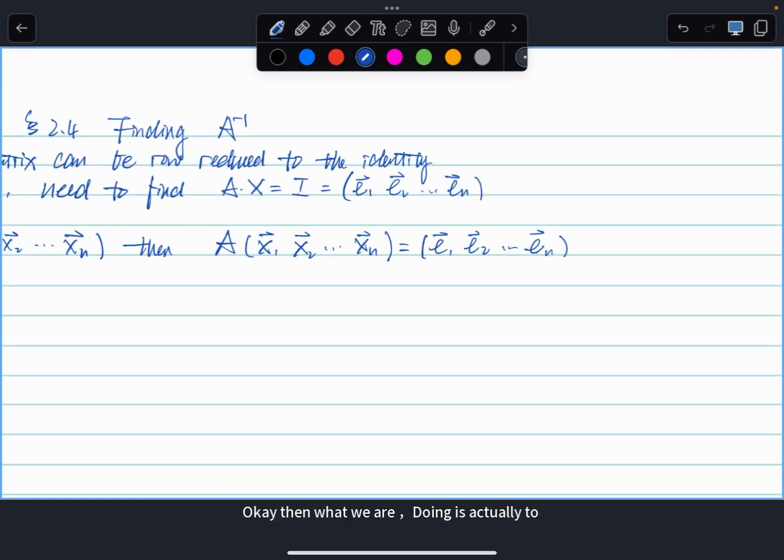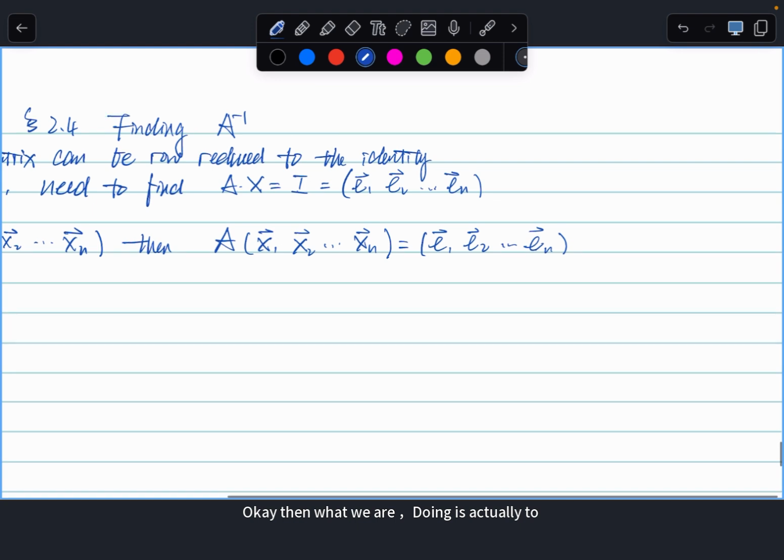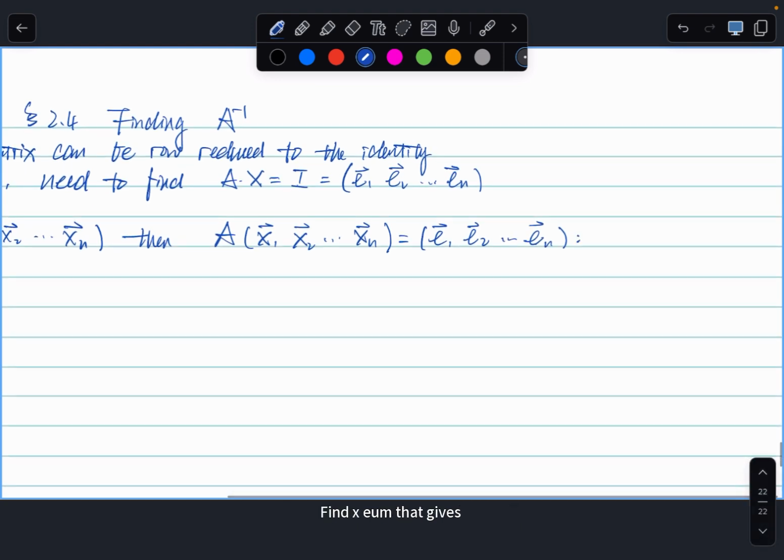Okay, then what we're doing is actually to find xi's. That gives us A times x1 equals e1, all the way to A times xn equals en.